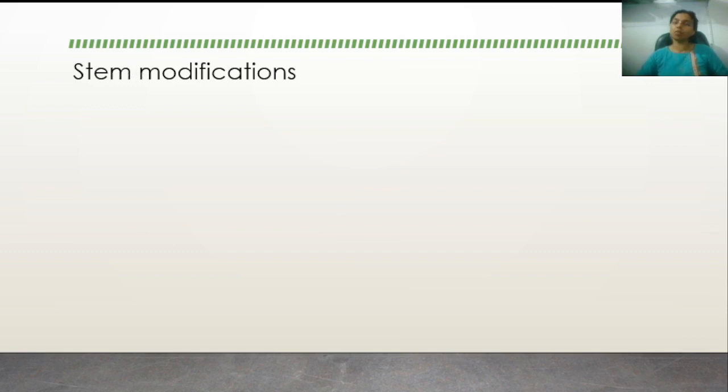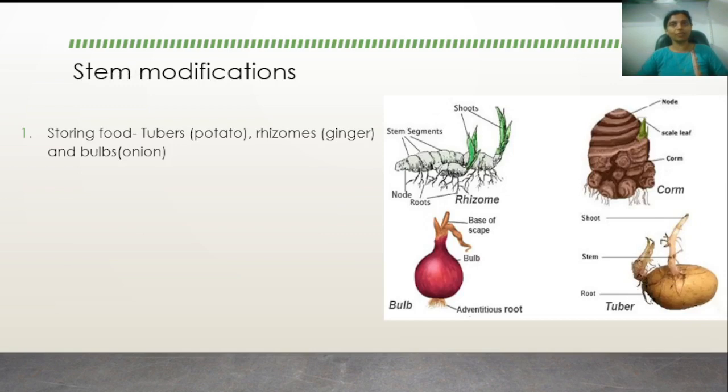Let's take a look at what stem modifications we can find in plants. Some stems have been modified to store food, and we consume many of them. An example is a potato. The potato is an example of a tuber. What is a tuber? It is a kind of underground stem which has become swollen because it contains so much starch packed in it, stored in it.